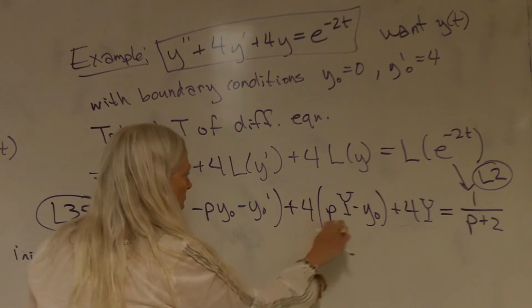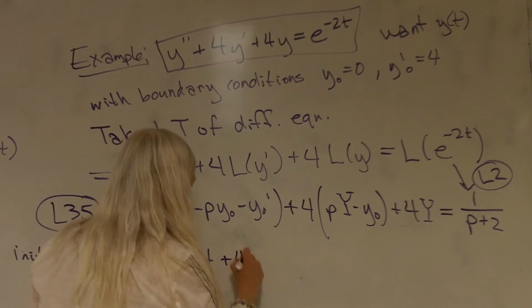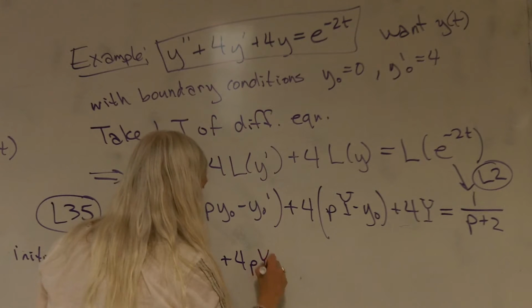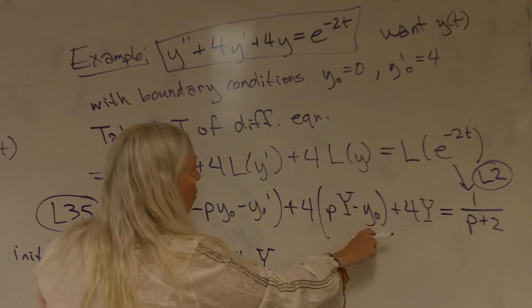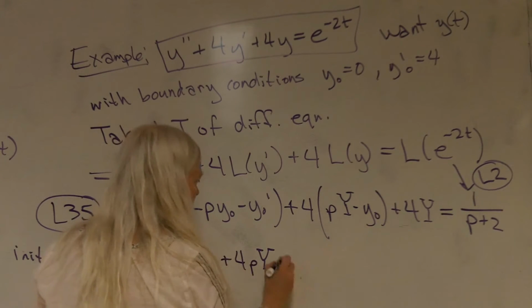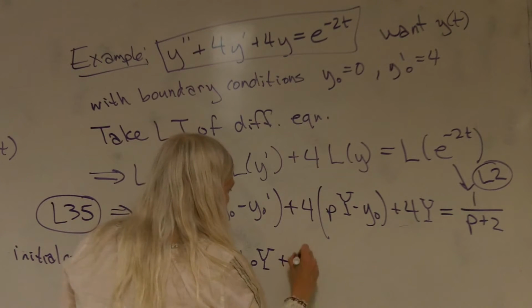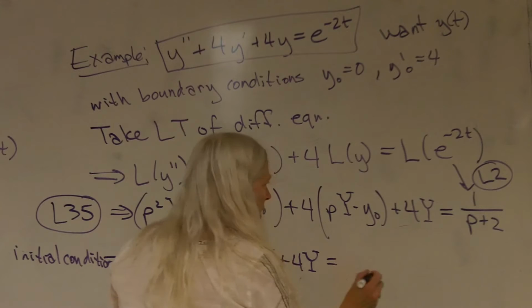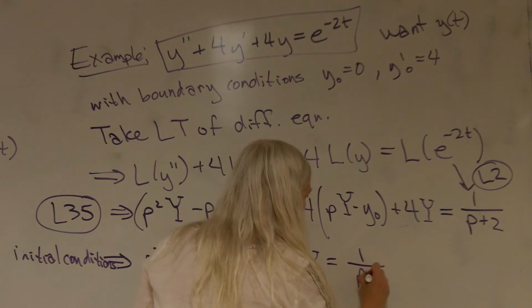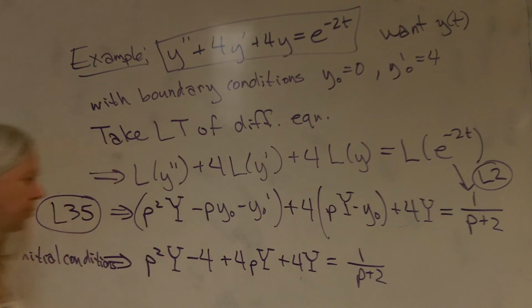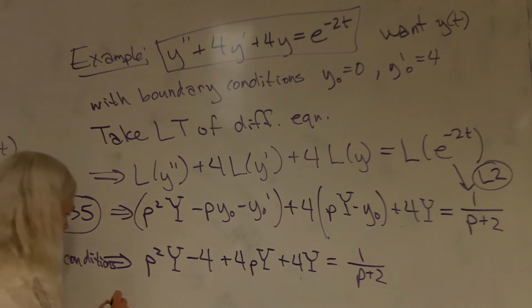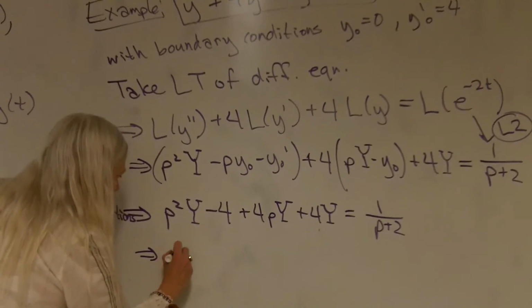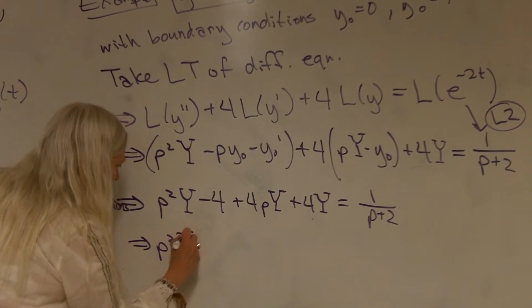We've got a 4p times capital Y. From this term, y naught is 0, so that term's gone. 4 times capital Y. And all this is equal to 1 over p plus 2. Okay?